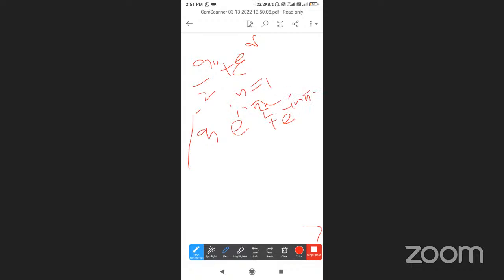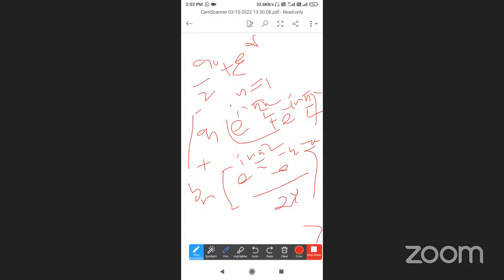We can write the equation in complex number form as a naught by 2 plus summation of n is equal to 1 to infinity, in brackets: an into the cos function in terms of complex numbers, e power of i n pi x by L plus e power of minus i n pi x by L, by 2, plus bn into the sin term, 1 by 2i, e power of i n pi x by L minus e power of minus i n pi x by L.